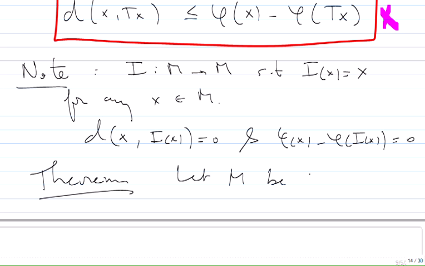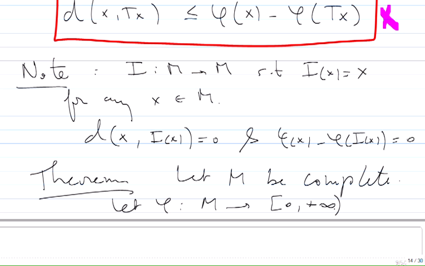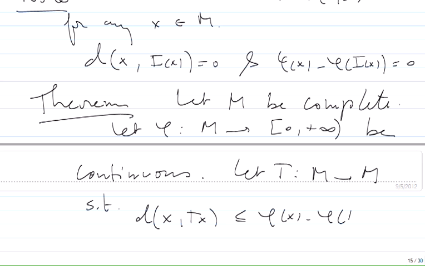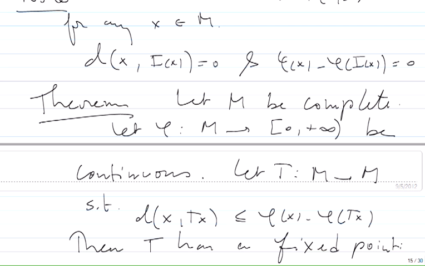Let M be a complete metric space. Let phi go from M into the positive numbers and be continuous. Let T be a self-map of M such that the distance from x to Tx is less than phi of x minus phi of Tx. Then T has a fixed point. Note that the fixed point is not unique. So we lost the uniqueness of the fixed point in the Banach Contraction Principle.